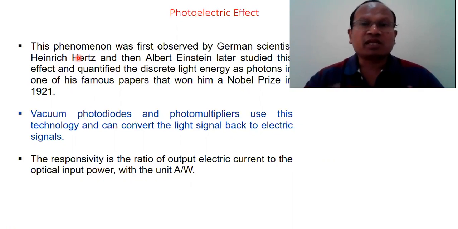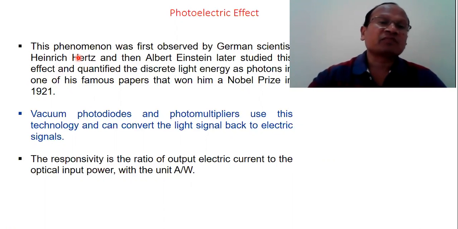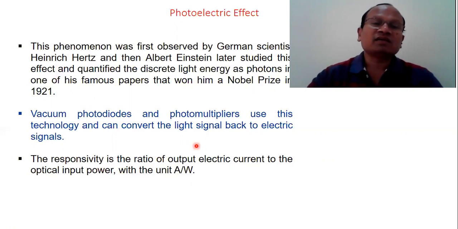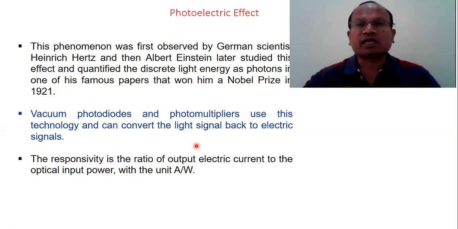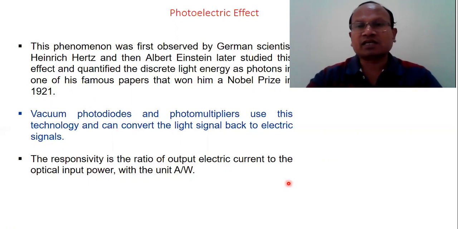The photoelectric effect is the main principle responsible for converting light signal into electrical signal. A few examples are vacuum photodiodes and photomultipliers, which utilize this methodology in converting the light signal into electrical signal. Responsivity is an important term used in the discussion of optical detectors. Responsivity is the ratio of output electric current to the input optical power, expressed in ampere per watt. It indicates how much current is generated for a given input optical power.